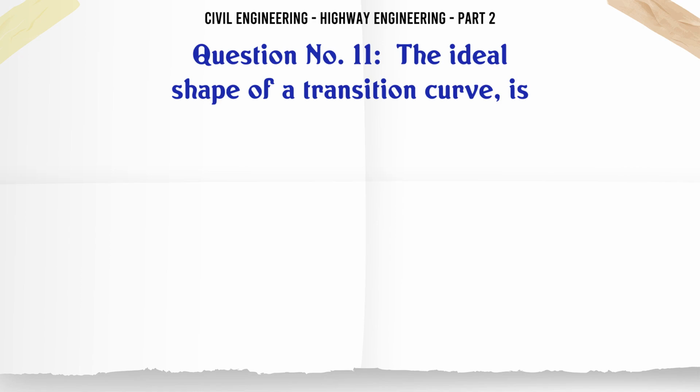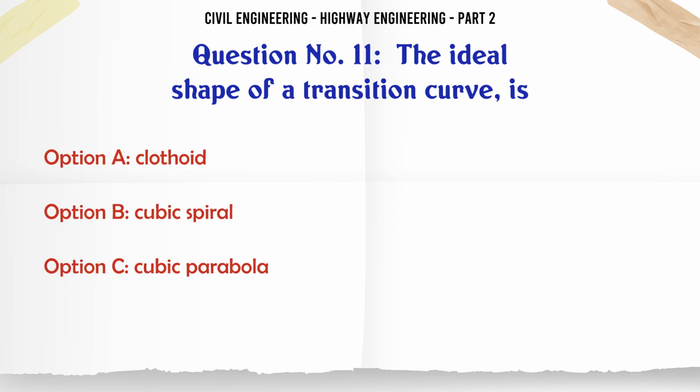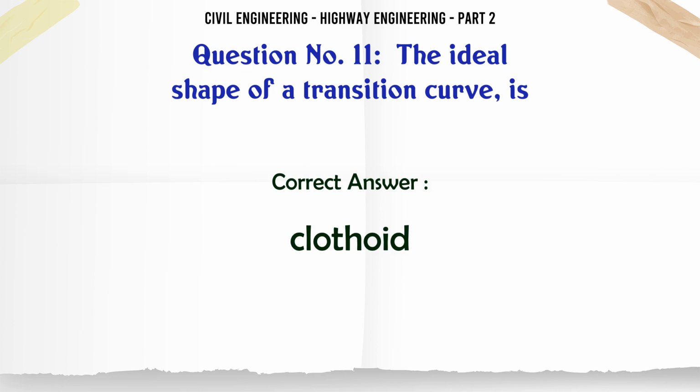The ideal shape of a transition curve is A. clothoid, B. cubic spiral, C. cubic parabola, D. lemniscate. The correct answer is clothoid.